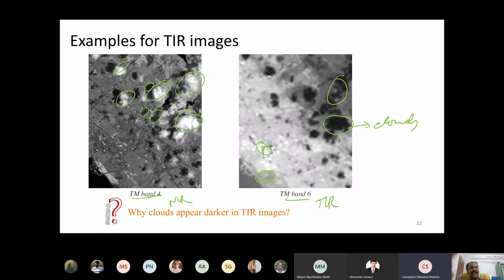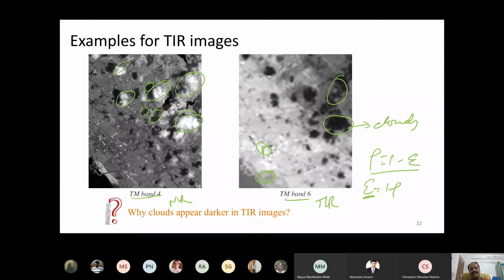Reflectance. Cloud has a very high reflectance. So rho is equal to 1 minus emissivity. Cloud will have a lower temperature, no doubt on that. But also because reflectance is very high, 1 minus reflectance will be very low. So clouds have very low emissivity. That's why they cannot emit. Even if it has some energy, it cannot emit and it will appear colder in thermal infrared images.